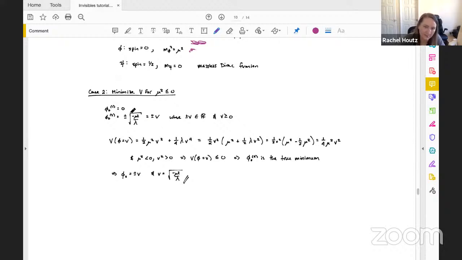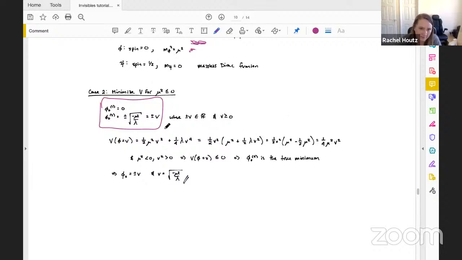So in this case, the algebra still shakes out. We still have the same two minima, but now mu squared is negative, so minus mu squared is positive. And so this is now another valid minimum. So there are three possible minima: 0 and then plus or minus v. And now v is in R.